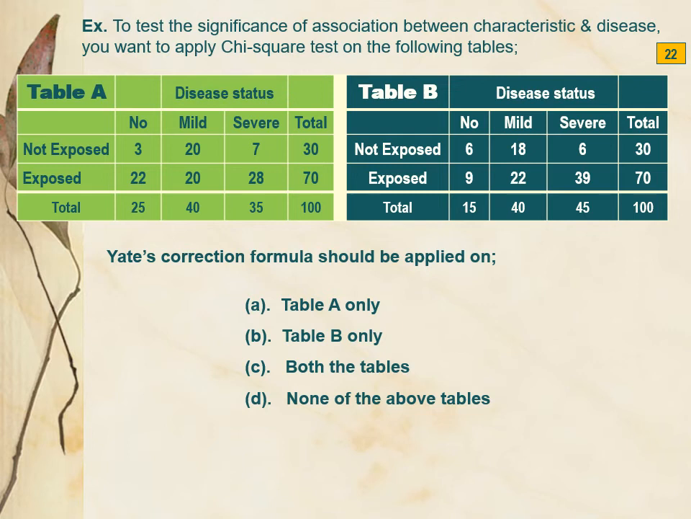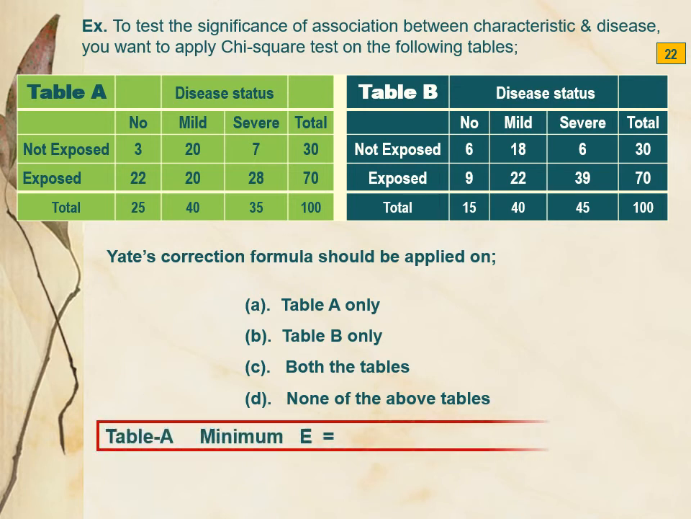Yates correction formula, you know that if the table is 2 by 2, then we apply the Yates corrected formula. If the table is larger than 2 by 2, that is 3 by 2, 2 by 4, 3 by 4, like that, then if any expected frequency is less than 5, we apply the Yates corrected formula. Now the question is whether the Yates formula will be applied only on A or B, or on both, or none of them. For that you need to see the minimum expected frequency in both the tables.